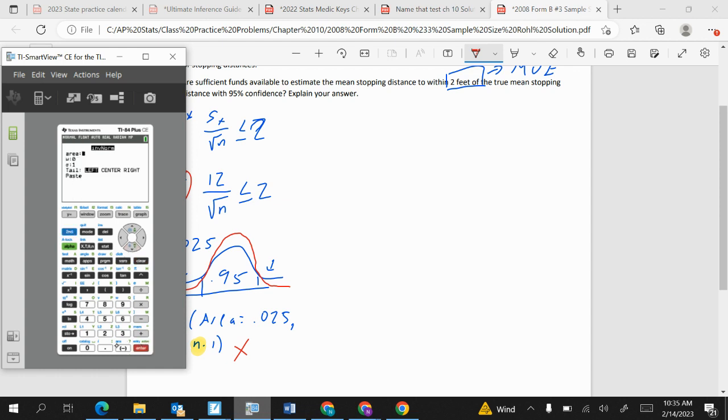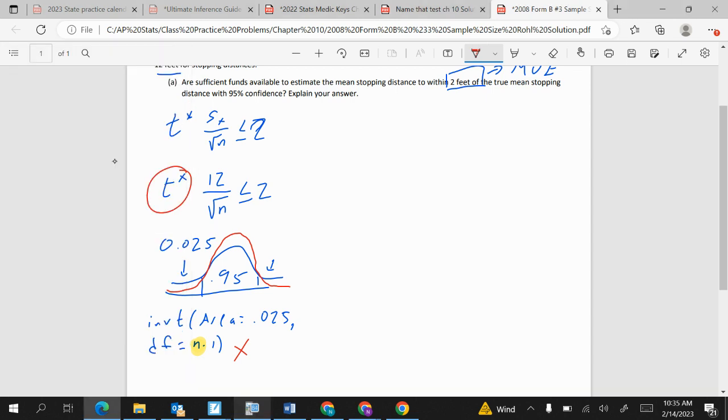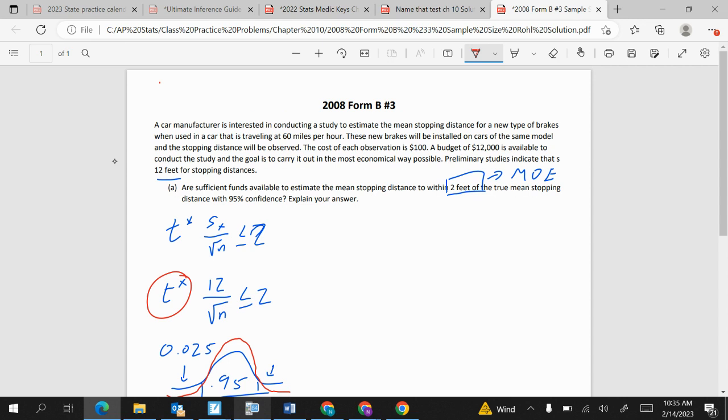So inverse norm 0.025, and then inverse t 0.025. Let's just say the degrees of freedom is 30 right now. My inverse t obviously is going to be bigger, right? T has a larger margin of error than z, or a wider interval.